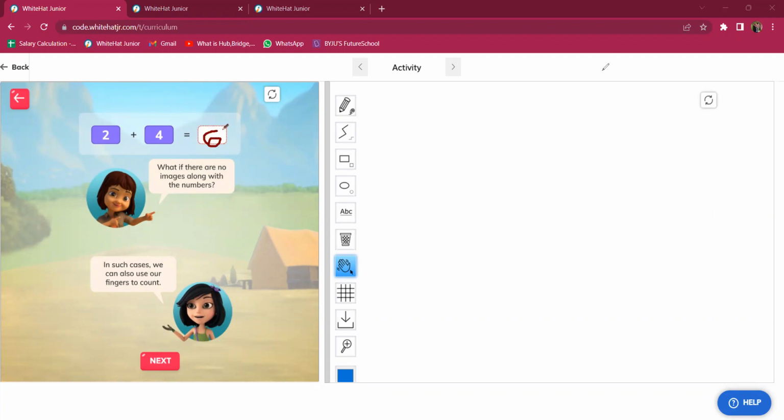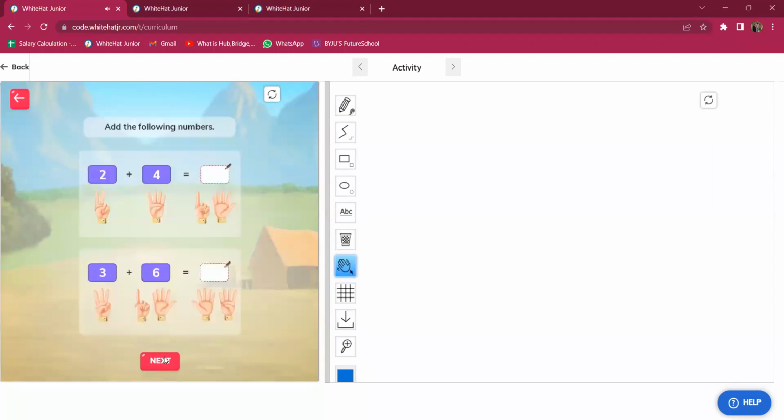So let's see in the picture form. Okay. So you can see over here, first they took 2 fingers, then took 4 fingers, and then added it together. So you have 1 finger here, 2, 3, 4, 5, and 6. I'm going to write 6. Here they have first 3 fingers and 6 fingers. They took it all together. So 1, 2, 3, 4, 5, 6, 7, 8, 9. So 9. So in this way, you will count on your fingers as well, right?